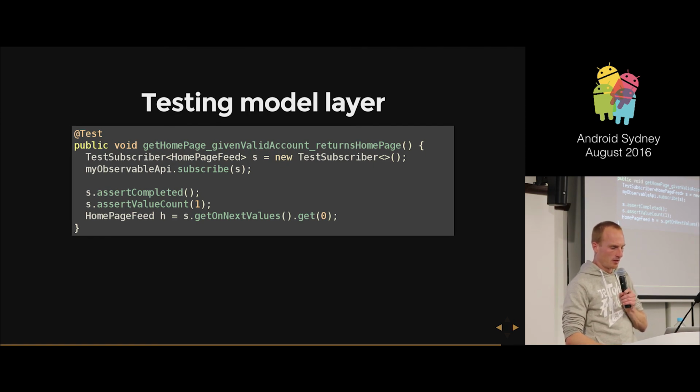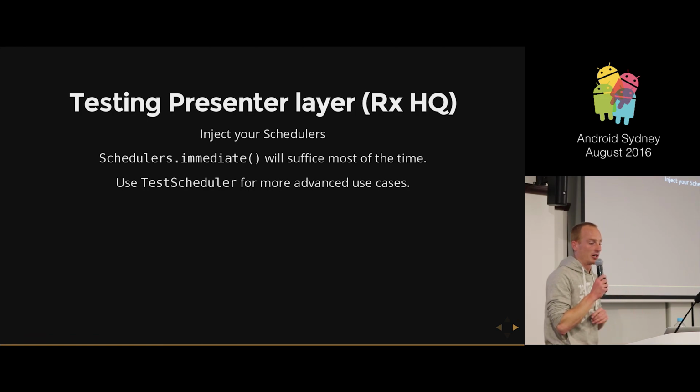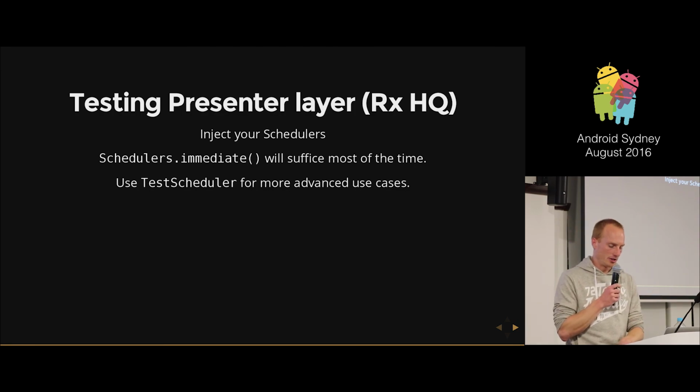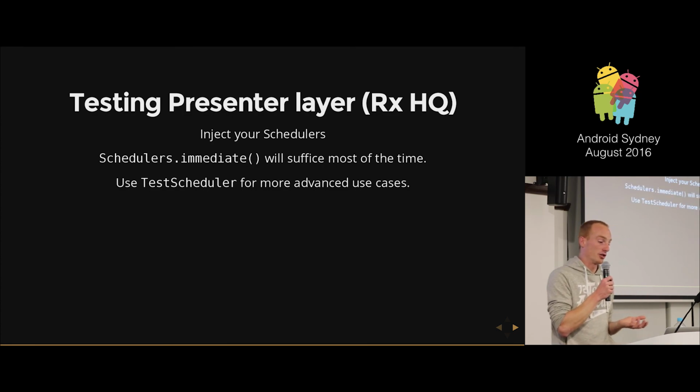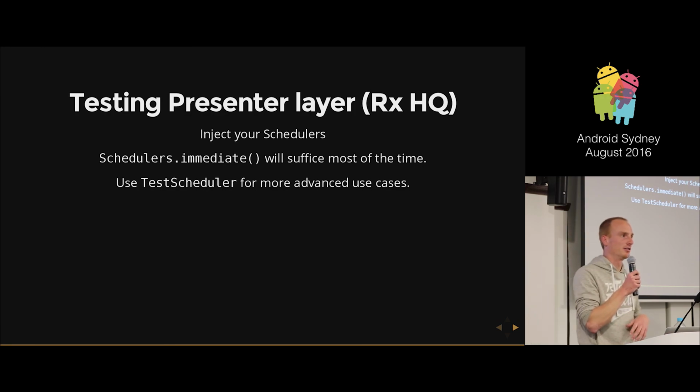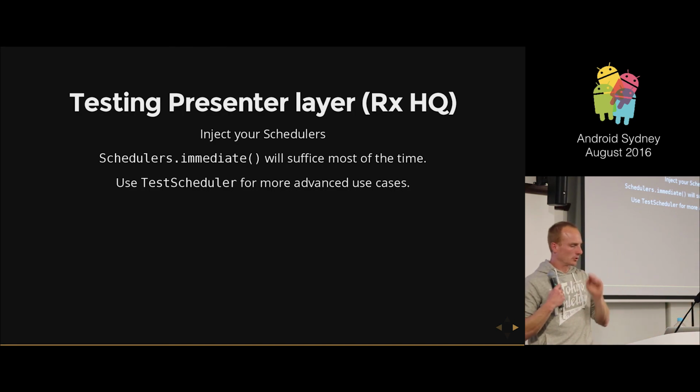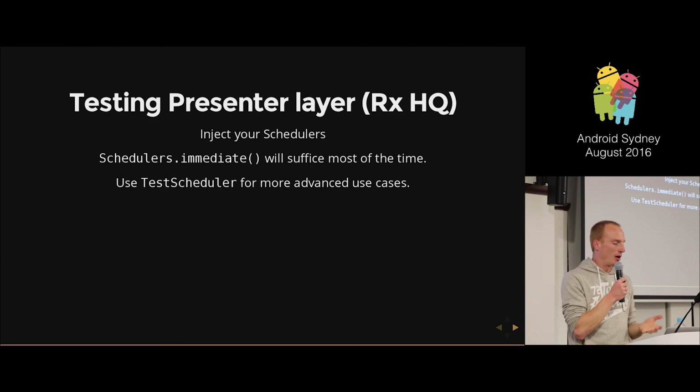For the presenter layer, if you inject your schedulers through, for instance, Dagger, you can also really easily unit test things there. We have a couple of schedulers in RxJava, like Schedulers.immediate, which, as the name implies, executes immediately and doesn't schedule anything on a background thread, it just executes on the current thread. This will help you out most of the time in your unit tests, where you can just say, just do this immediately. And you basically remove all the asynchronous behavior from your presenter.